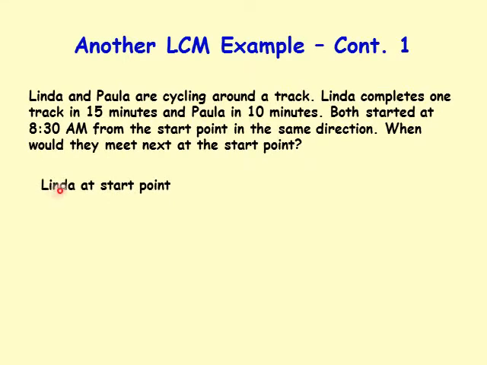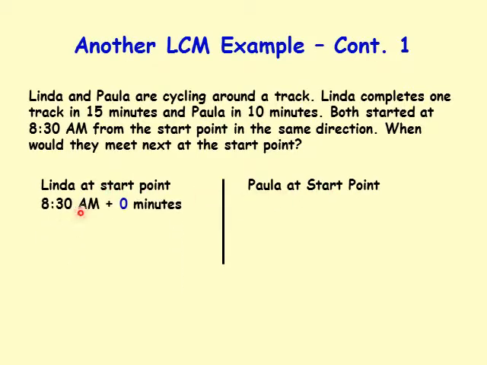Okay. So Linda's at the start point, and Paula is at the start point. We'll make a list of when these two girls, Linda and Paula, are at the start point. Linda is at the start point at 8:30 plus 0 minutes. That's where they both take off. And Paula is also there at the same time, 8:30. That's what the problem says: both start at 8:30 a.m. from the start point in the same direction.